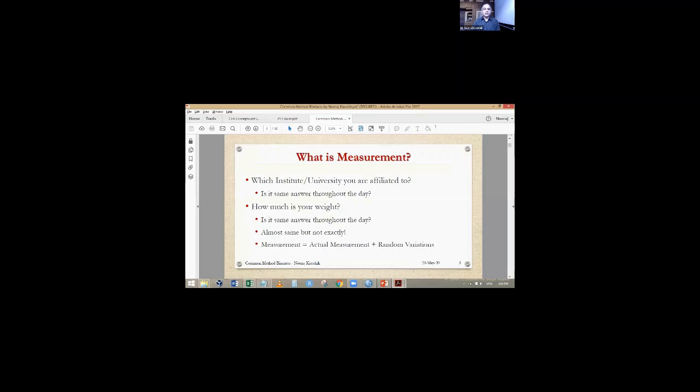So here we say, then why are the things different? The things are different, reason being, measurement is equal to actual measurement plus random variation. So random variation means there are always some sort of differences. Weights will not be exactly the same.